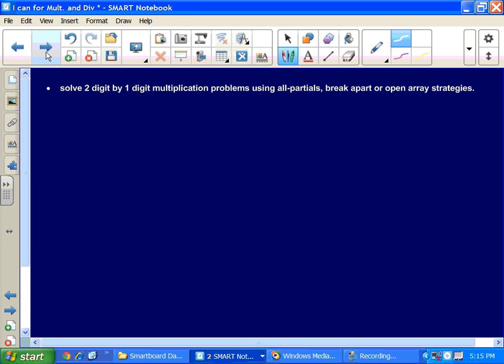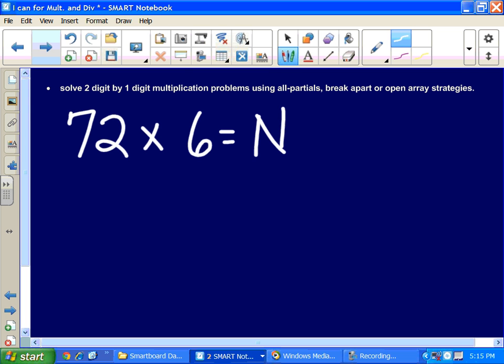Solve a 2-digit by 1-digit multiplication problem using all partials, break apart, or open array strategies. So let's delve right into this. Let's say we had 72 times 6 equals n. So you should be able to solve this and be able to determine all partials, break apart, or open array strategies. So let's use all partials first. All partials is basically separating our numbers into its place value.